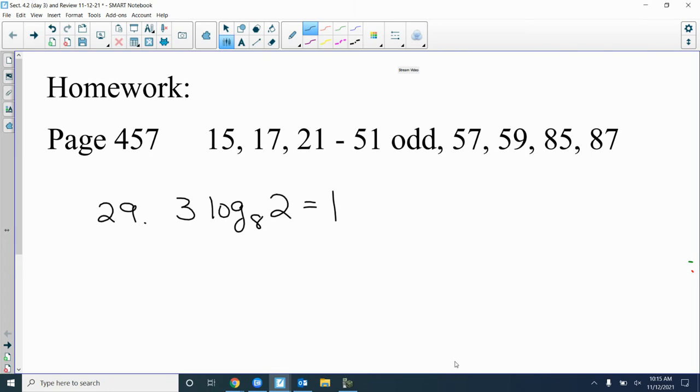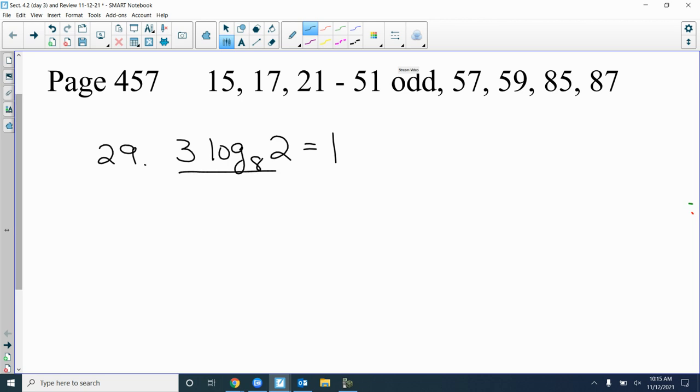You can't convert until there's no constant in front. So you got to get that 3 out of there. How do you get that 3 out of there? You divide. So you got to do that first. And so you get log base 8 of 2 equals 1/3.